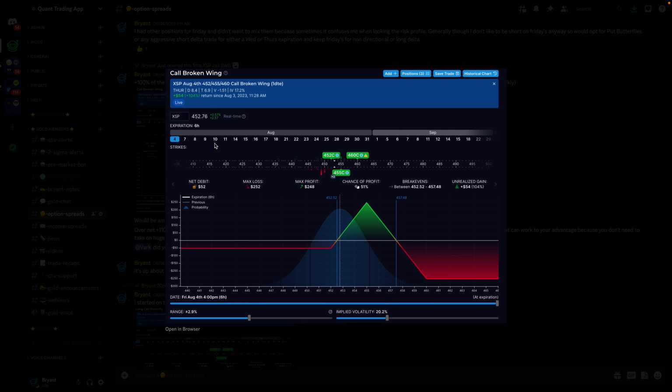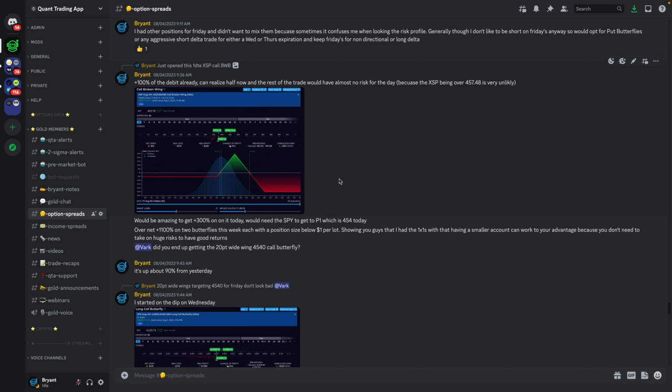So as the market gapped up and it made its attempt, it was up $54 per unit. Again, it cost 52 cents to open this trade. This is the margin that it was using. And at the peak, I believe it ended up hitting, it was up about $95 or so. So well over 100% return.